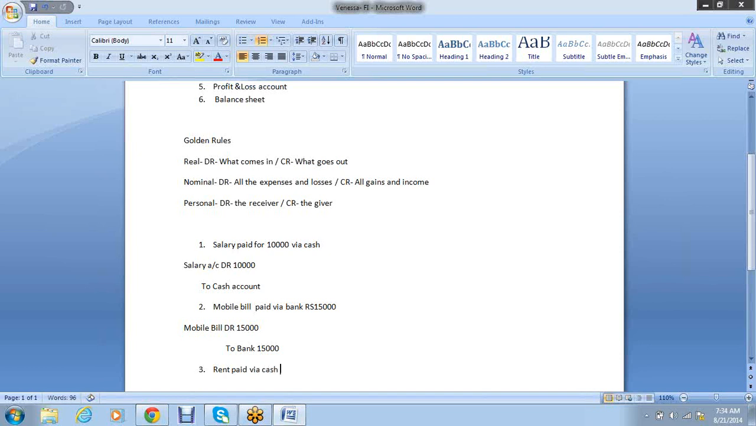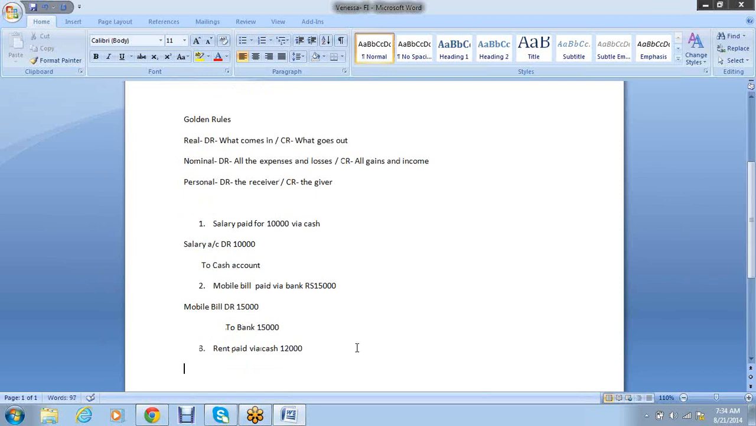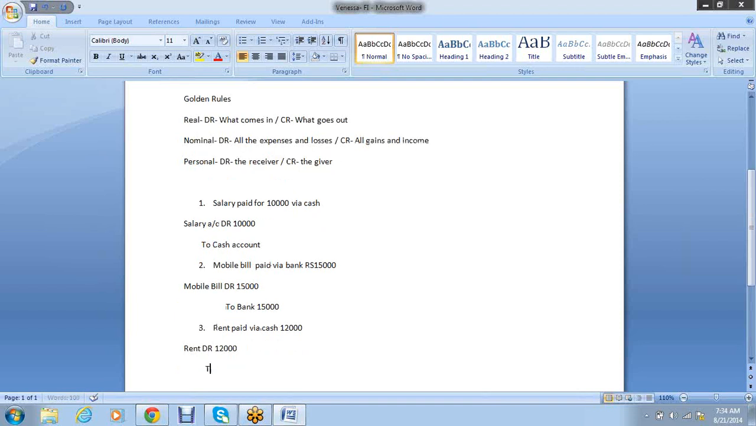Similarly, rent paid via cash for 12,000. Now what will be the entry? It's rent paid, so it's an expense, so it's a debit. Rent is a debit, and via cash account, so the cash account will be credited, like it's going out from the cash account. Correct.